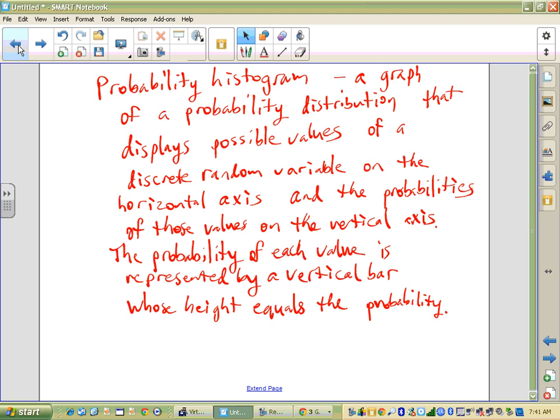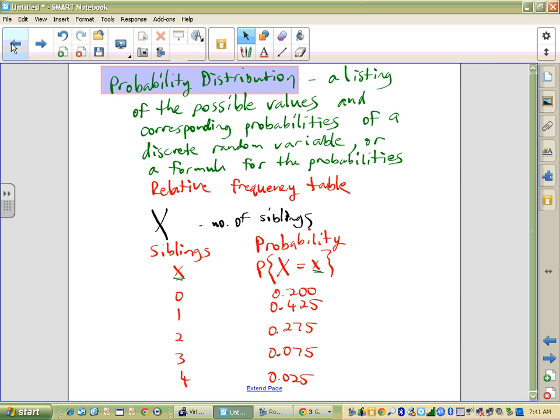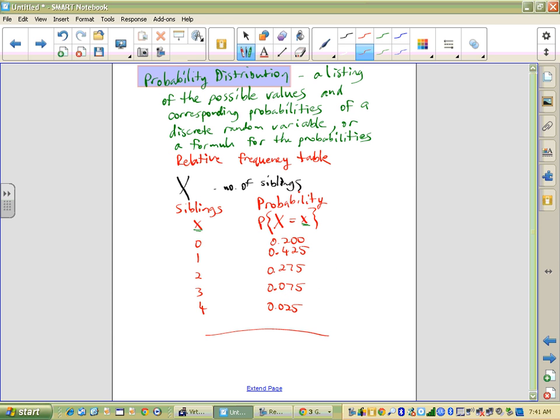If we go back to our table with the siblings and we added up the 200 thousandths, the 425 thousandths, the 275 thousandths, the 75 thousandths, and the 25 thousandths, if we add that all up, the total each and every time has got to equal 1 because that should be an exhaustive list.